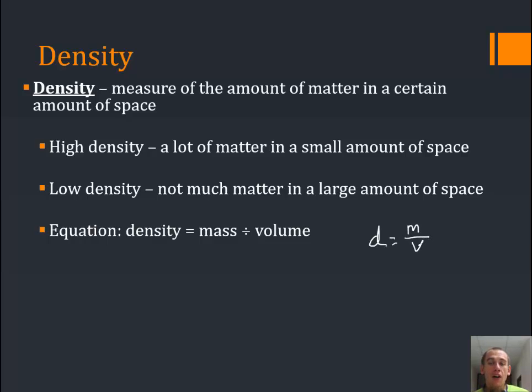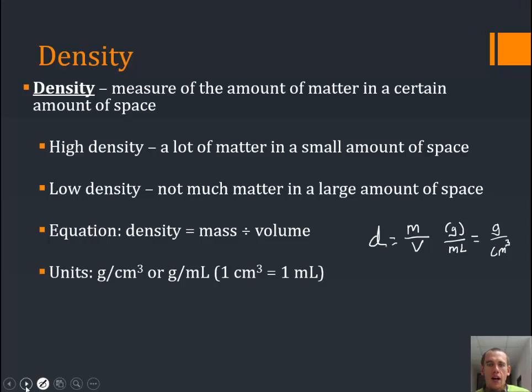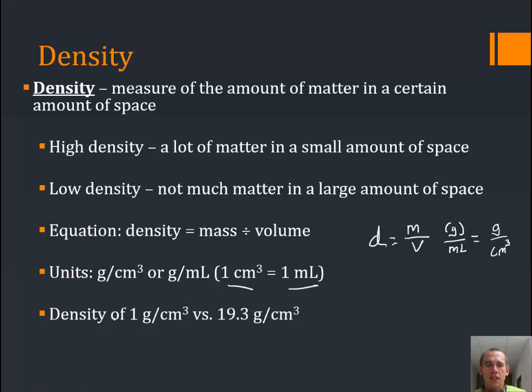And from that, it follows that its units have to be grams, right? That's what we measure mass in, per milliliter. That's what we measure volume in, or grams per cubic centimeter. Those are the same unit. They both describe amount of matter per amount of space. Now, remember, 1 cubic centimeter is the same thing as 1 milliliter. So let's take a look at what these two things mean.